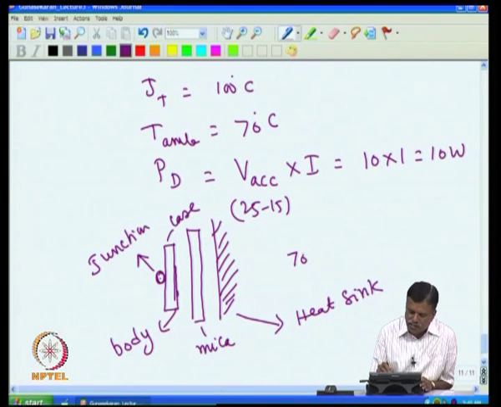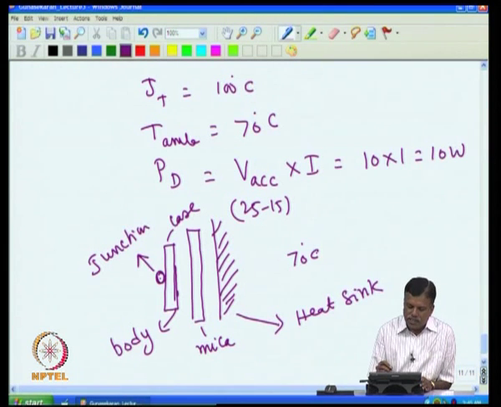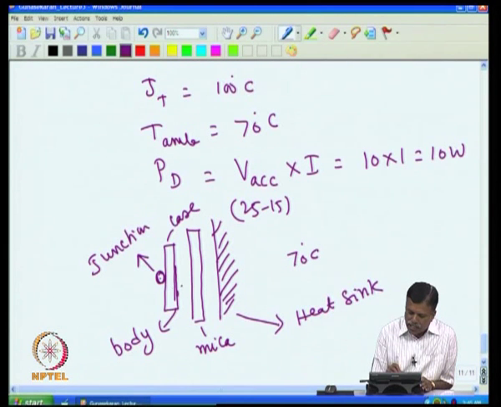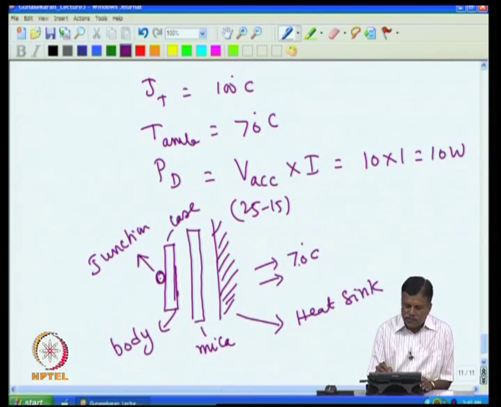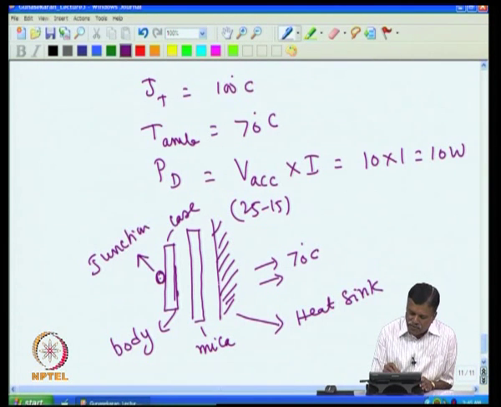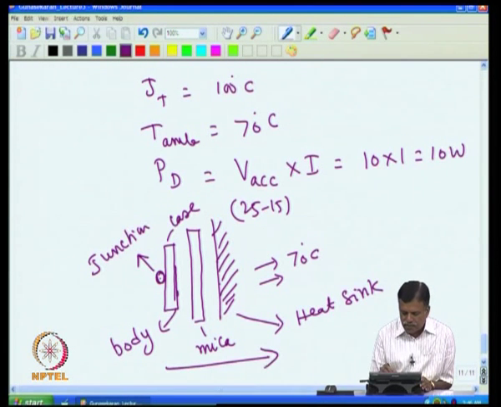So, ambient is sitting at 70 degree C. Heat dissipation is eventually from the heat sink, but heat has to come from here to here through these things, and then from here it has to radiate out to the ambient. For heat to go, there needs to be a temperature difference. That means, if this is 70 degree, the heat sink will be more than 70 degree. Then the mica has to be more than the heat sink, then the case must be more than the mica, then the junction must be more than the case, because the heat is flowing like this. That means this is higher and the case is a little lower, then this is a little lower, and this is a little lower than that.